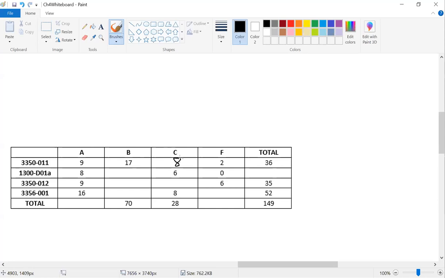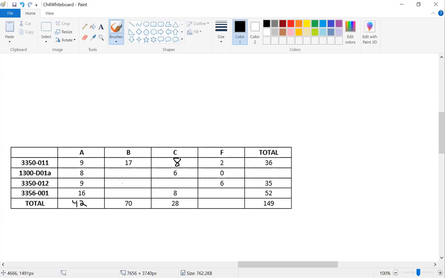Let's move on to our columns. This column only has 1 missing entry. So let's do that one. This one, I really don't think you get any easier than that. You just add everything up and that's your total. Can't get much easier than that. 9 plus 8, 17, plus 9, 26, plus 16, 42.